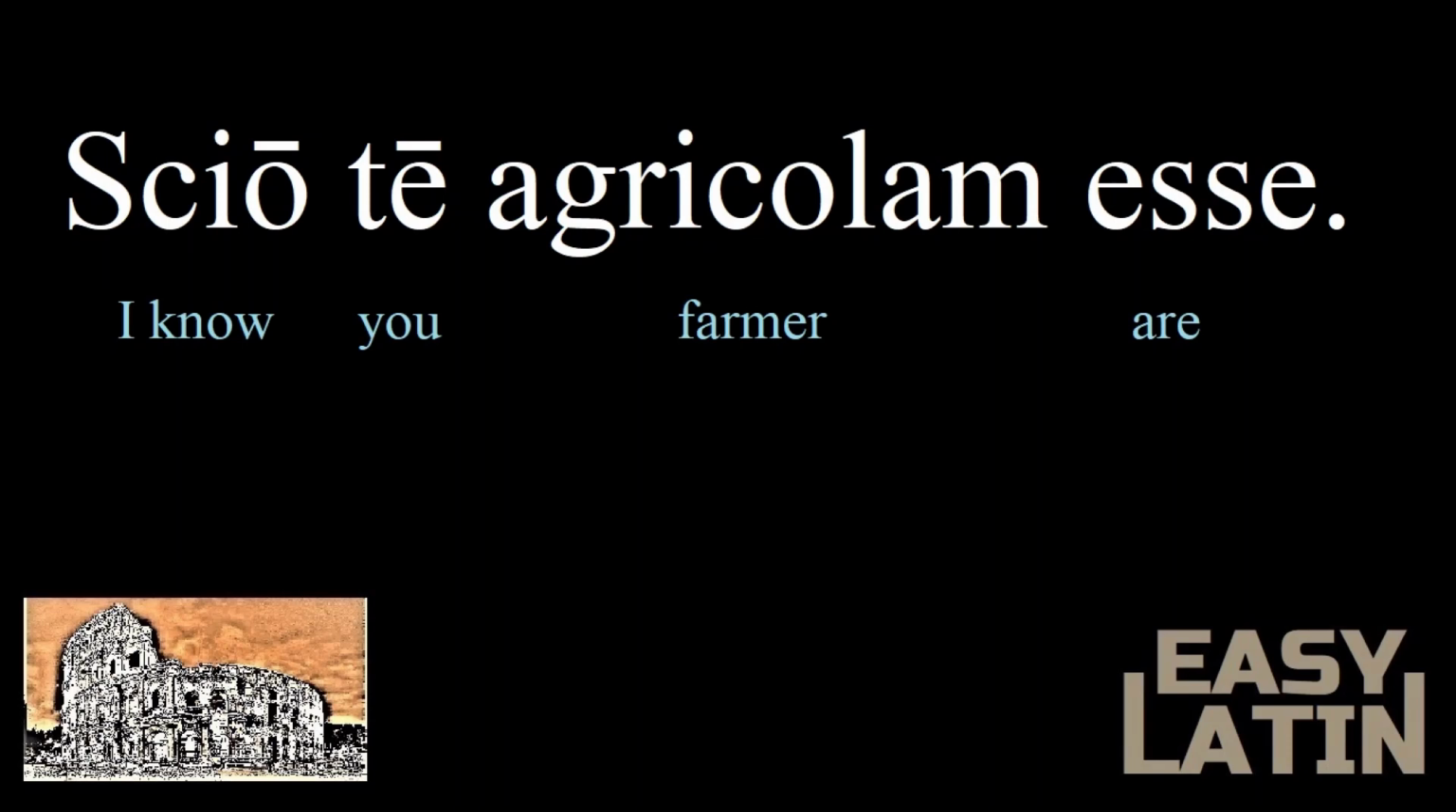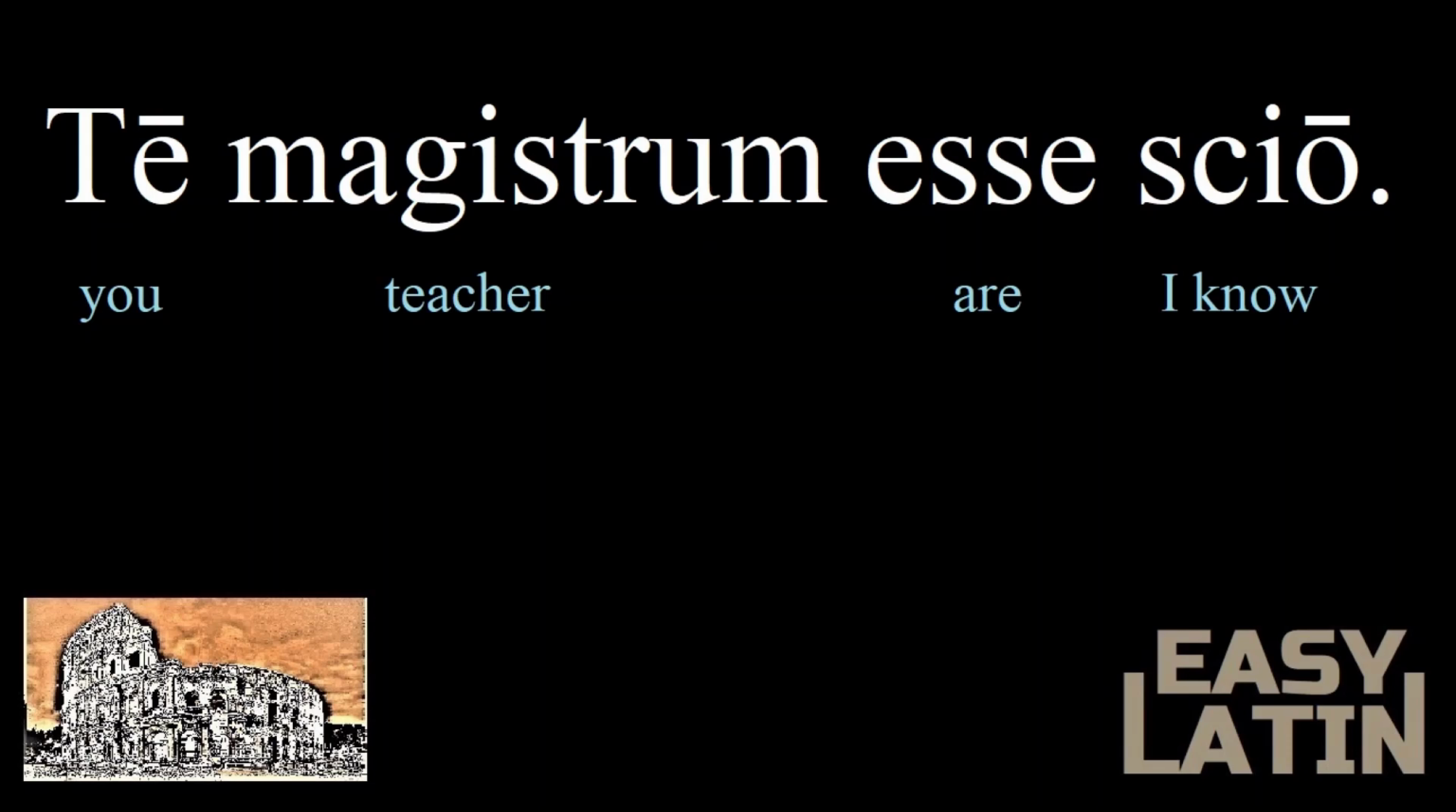When we have an embedded phrase, the subject is in the accusative form. This was covered in my video on the accusative form. And remember, esse is like an equal sign, so the declension has to match for both the subject and the adjective in this case. Let's try another one. Say, I know you are a teacher. Te magistrum esse scio.